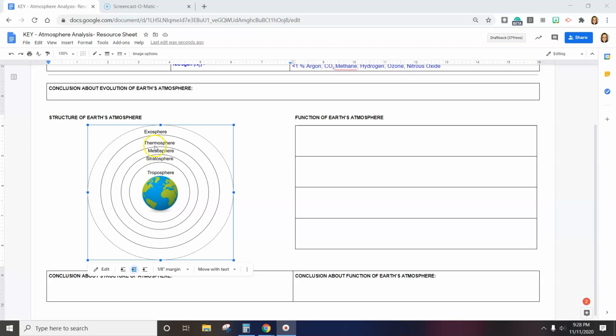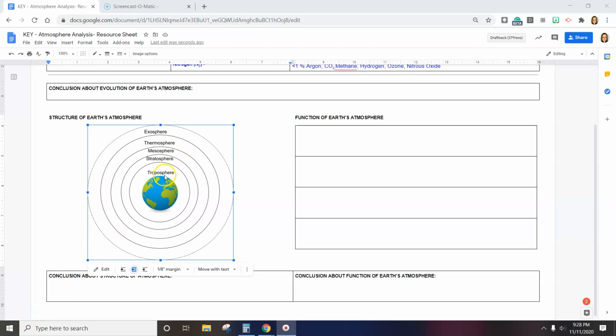Above that we have the thermosphere, and you've probably heard of things like thermometer, thermos, thermostat. These are things dealing with heat. The thermosphere is a hot layer. And then above that is the exosphere, and that prefix ex you might hear in things like exterior, external. Those are the outer layers. So that's one way to remember the layers of our atmosphere.